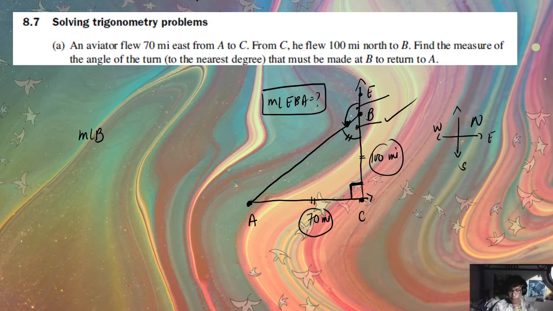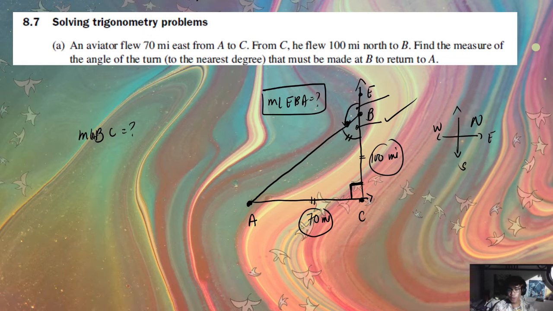Now, if the measurement of angle ABC is missing, what trigonometric ratio are we going to use? There are three main trigonometric ratios that we can use. The first is sine, which is equal to opposite over hypotenuse, then cosine, which is equal to the adjacent side over the hypotenuse of the right triangle. Then we have the tangent function, or the TOA. Tangent theta is equal to the opposite side over the adjacent side.